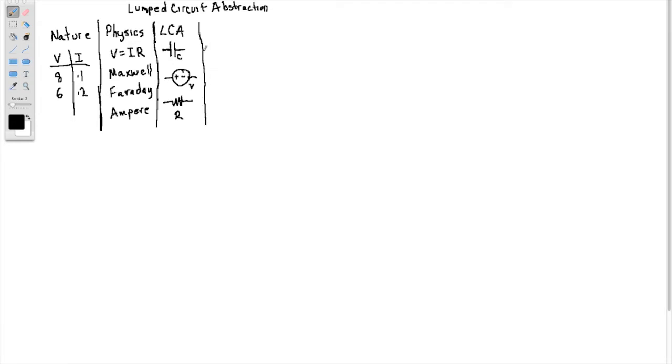Now from here, from the lumped circuits, we can build amplifiers. And the schematic symbol for an amplifier is this kind of triangle looking thing. So an amplifier will have these kind of components inside of it, okay, but it's possible to start at the abstraction of the amplifier. Just how does the amplifier work externally?